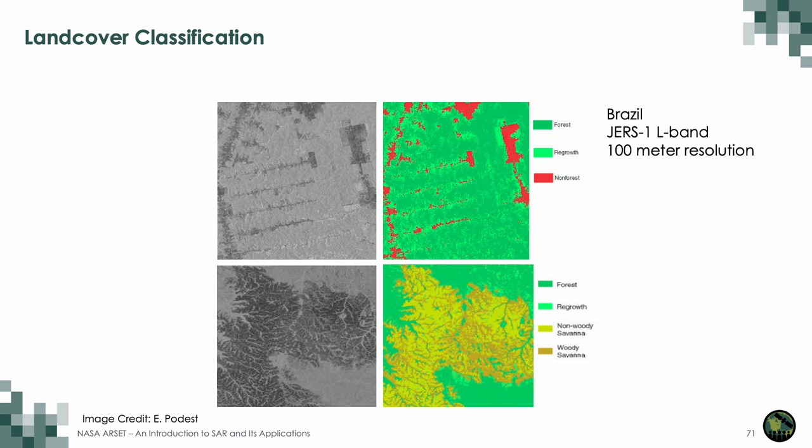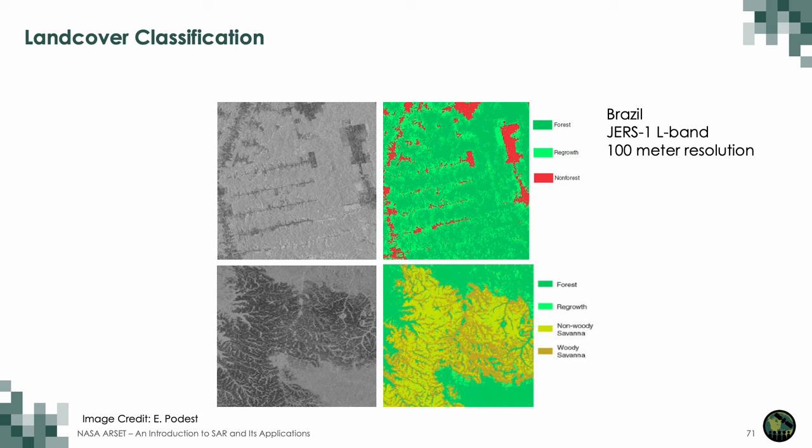This is an example of the use of radar for land cover classification. It's using SAR data from the Japanese JERS-1 satellite, which had an L-band SAR and operated in the 90s. The top image, the top left, is a radar image of an area near Manaus in Brazil, where there's a combination of forested and deforested land. The deforested areas have a darker tone than the forested areas. And the image on the top right is the resulting classification delineating forest, regrowth, and non-forest.